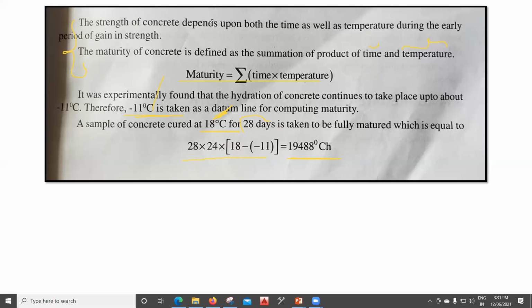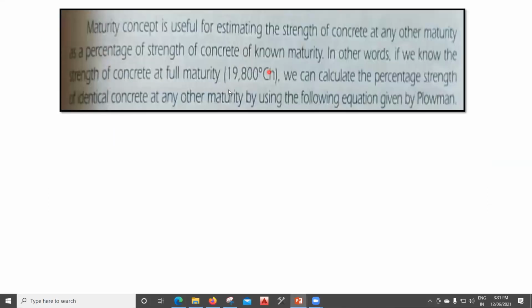But since this is a kind of experiment, there can be error, right? You are not sure exactly whether this answer is right or not. So by taking a margin of safety factor, they have rounded it up to the next value, and that next value is, as you can see here, 19,800 degrees centigrade per hour, the temperature for full maturity to be attained.